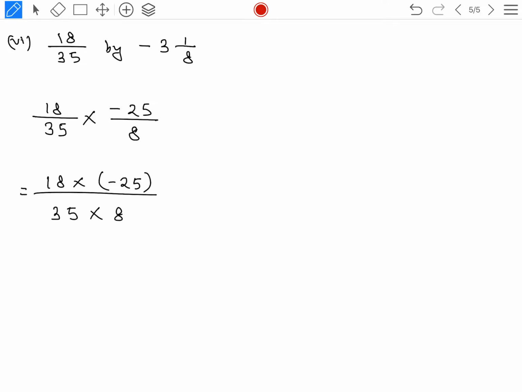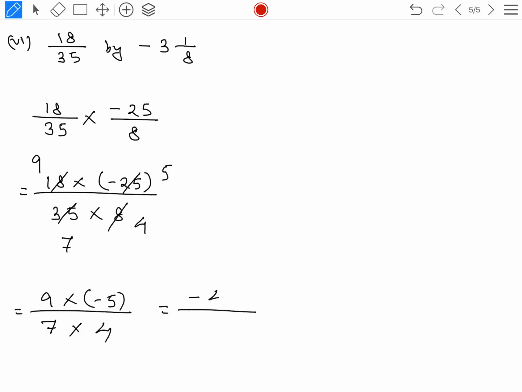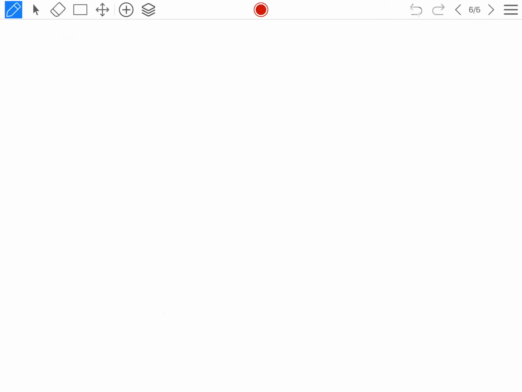Denominator into denominator. Now see, 8 and 18 both are divisible by 2, so 2 4s are 8, 2 9s are 18. 35 and 25 both are divisible by 5 because 5 7s are 35, 5 5s are 25, yes or no. Again multiply, so in the numerator we will get 9 into minus 5, in the denominator we will get 7 into 4, yes or no. So 9 5s are 45, so it will be minus 45, then 7 4s are 28. So this is your answer. Understood?